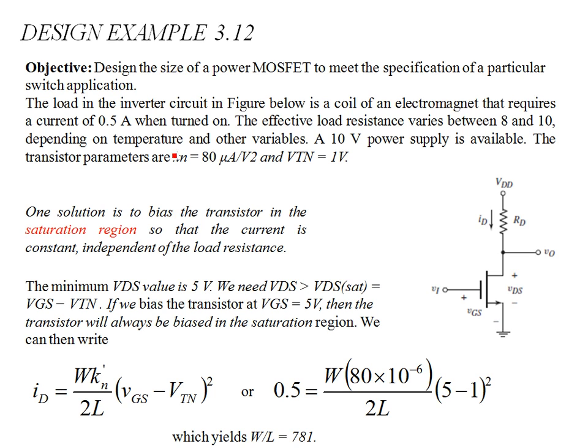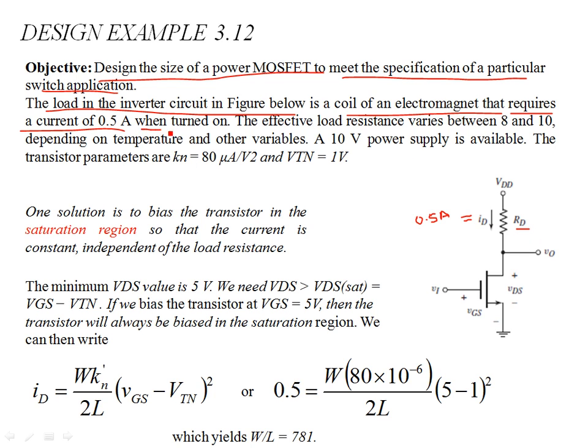Here's a design example. The objective is to design the size of a power MOSFET to meet the specifications of a particular switching application. The load in the inverter circuit shown in the figure below consists of an electromagnetic coil, an electromagnet that requires a current of 0.5 amps. So the current requirement is 0.5 amps, and you have an electromagnet as a load in place of RD.